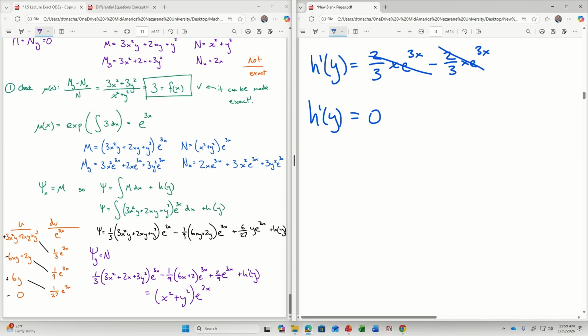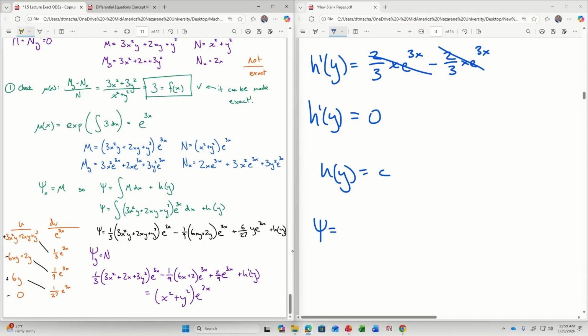So if h prime of y is 0, I can take the antiderivative, and of course it's a constant, but we don't really have to care about the constant when we're solving an exact equation. So what is psi? Psi is just what we already found then. Let me highlight it for you. Psi is this, but where you see that plus h of y at the end, that's nothing. We showed that it already happens so that the partial of psi with respect to y is n. So that's cool. That happened to be an easy part of this problem.